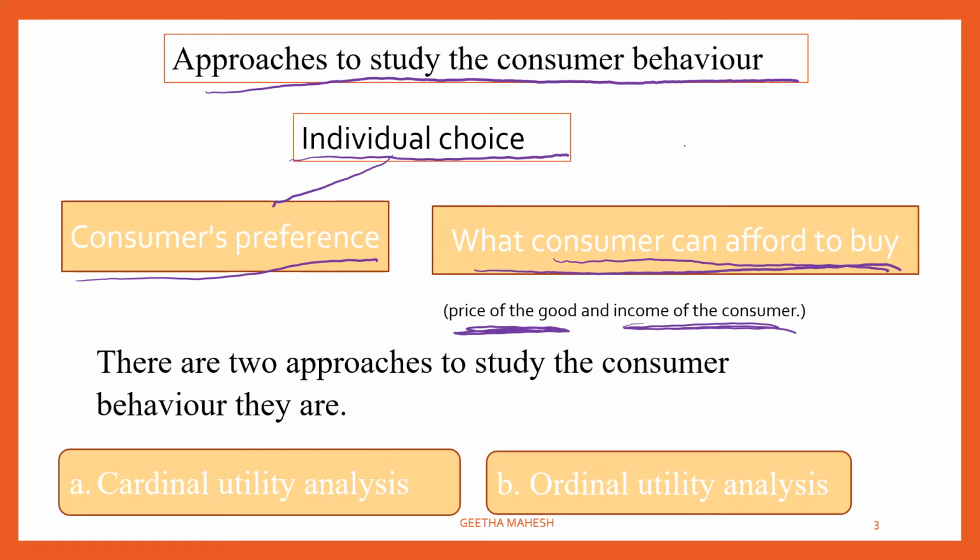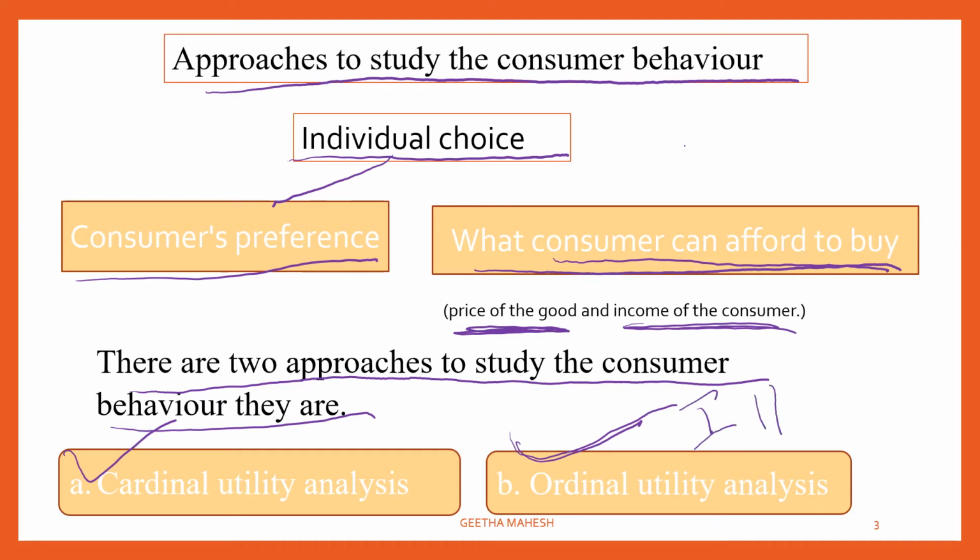Dear students, there are two approaches to study the consumer behavior. They are Ordinal utility analysis and Cardinal utility analysis. What do you mean by Ordinal utility analysis? If utility is expressed in terms of ranks or preference like first rank, second rank, third rank, then it is known as Ordinal utility analysis.